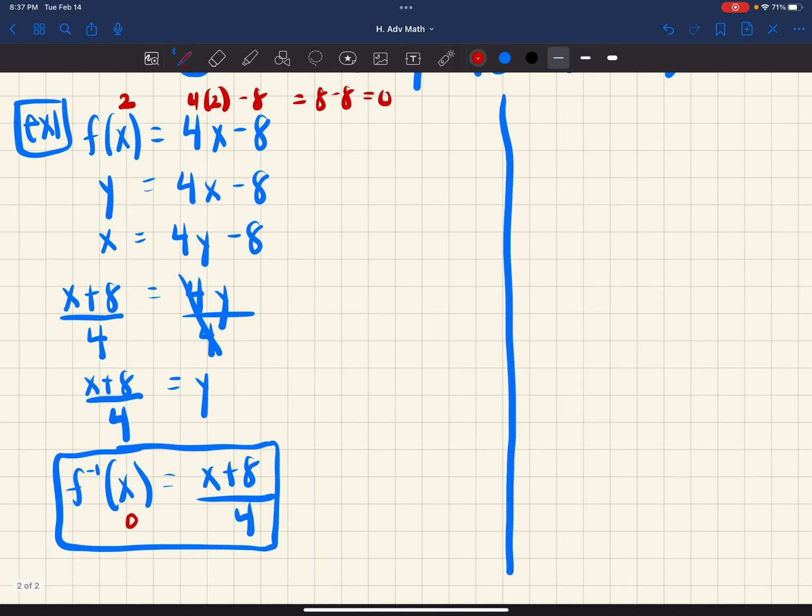Let's go ahead and verify. This would be (0 plus 8) over 4, which is equal to 8 divided by 4, which is equal to 2. So we do indeed see that our functions are inverses of one another. They are the undo or the reverse of the original function. My inputs and my outputs have swapped. Okay, so that's what an inverse is, and that's how you solve for it algebraically.